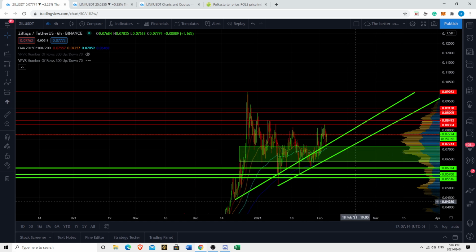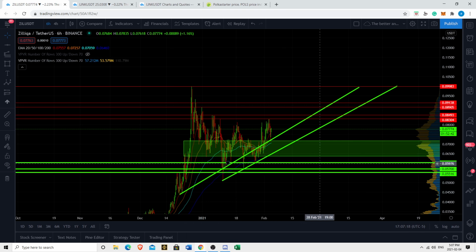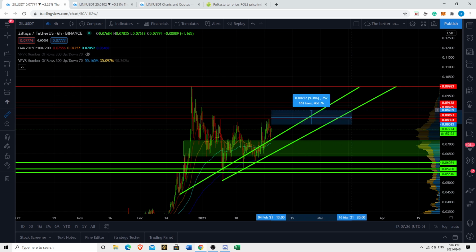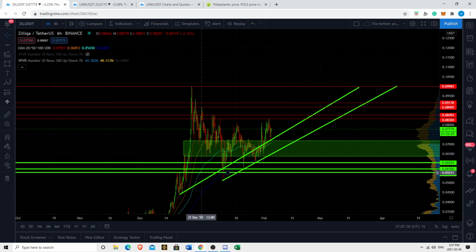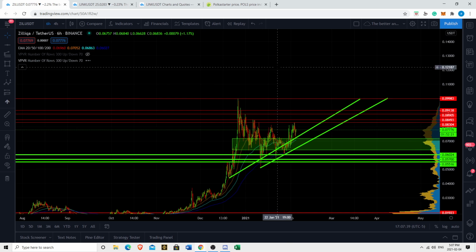And ultimately, I think Zilliqa is in this very macro ascending triangle. In the micro triangle, we have 16 days before we break out. We have max 40 days in this thing. If we break out of this very macro ascending triangle, if we can break above 10 cents here, guys, could Zilliqa be absolutely flying?